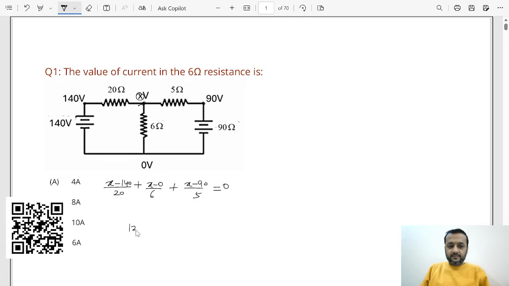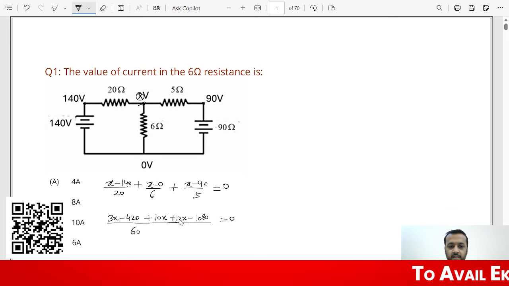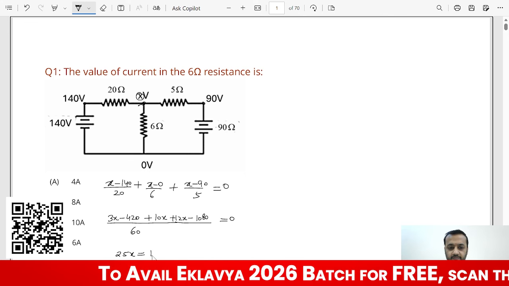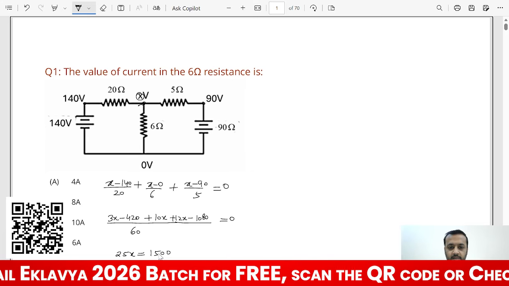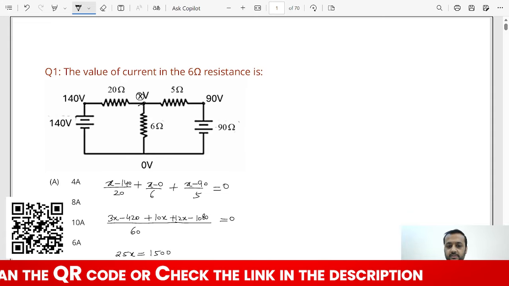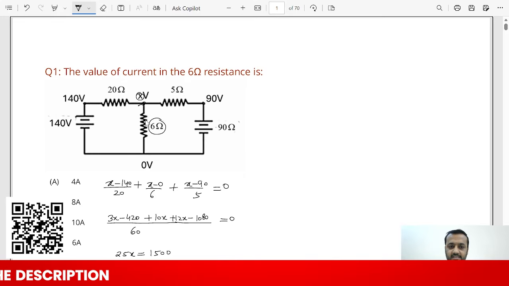Now if we take the LCM as 60, this will become 3x minus 420 plus 10x plus 12x minus 1080, that should be equal to 0. So from here we get 12 plus 10, 22 plus 3, 25x, that should be equal to 1500, since 420 plus 1080 will be 1500. So x becomes 60 volts.